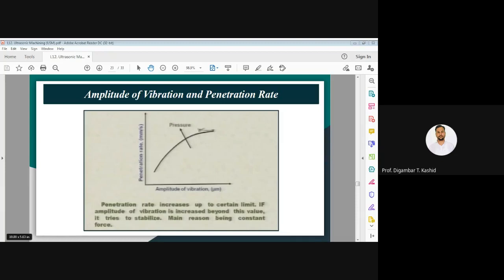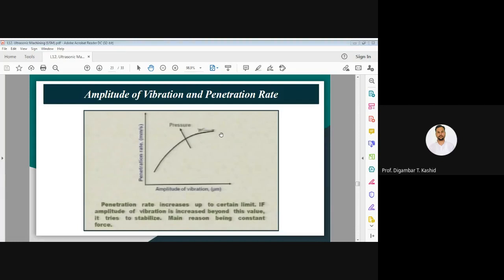You can see, it tries to stabilize, as also you can see beyond this value, the arrow I have shown, it tries to stabilize like this. That means a straight line you will get here. The main reason of this is a constant force. Since the force remains the same up to that certain limit, due to that it tries to stabilize beyond a certain value of amplitude of vibration.